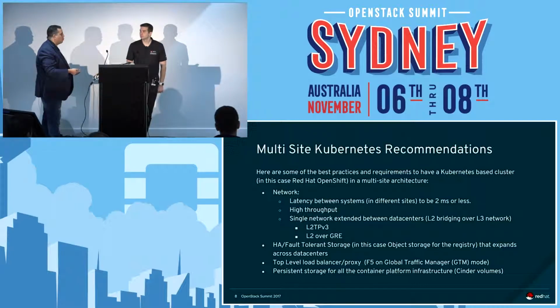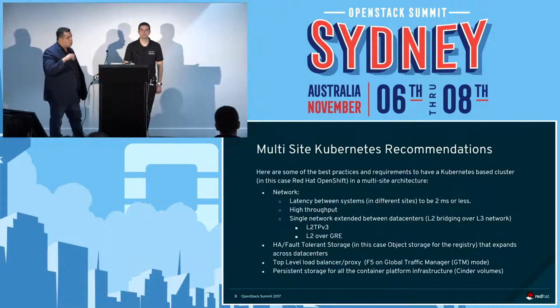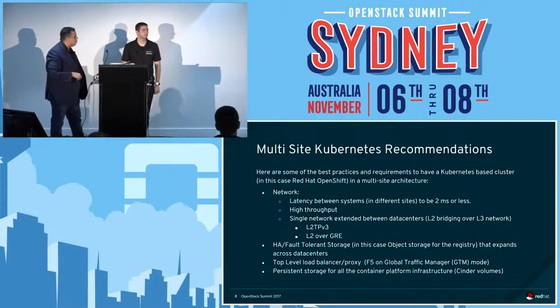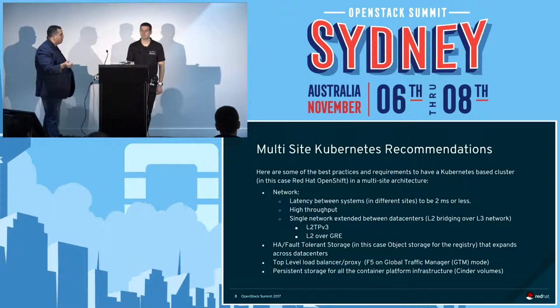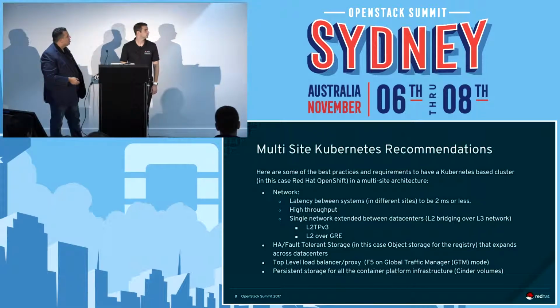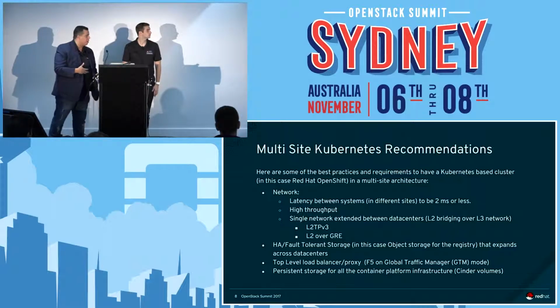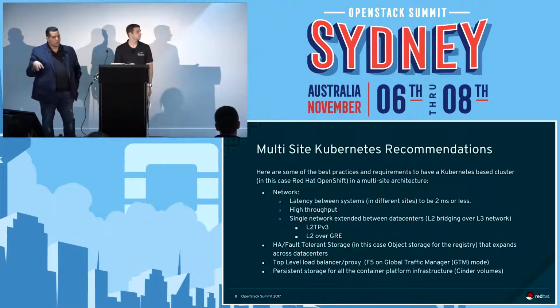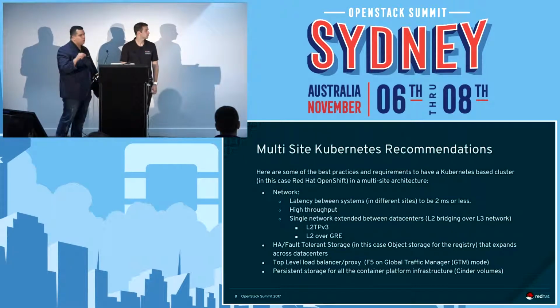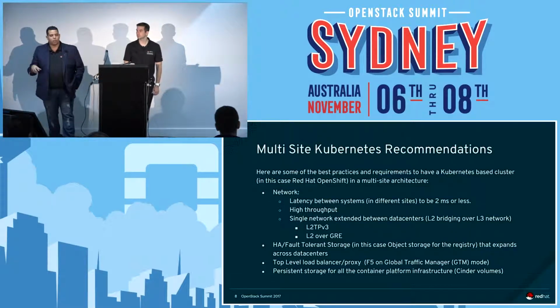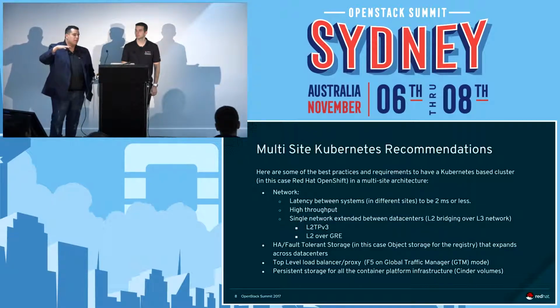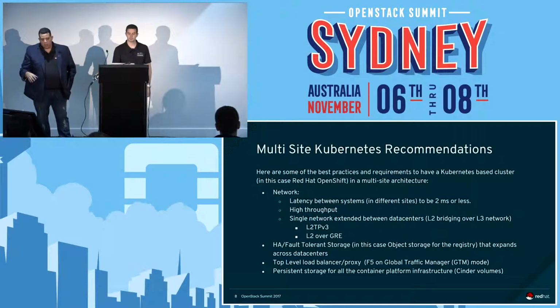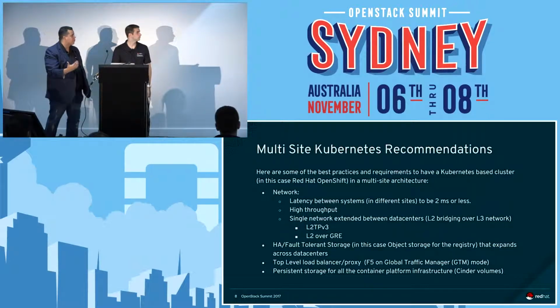HA and fault-tolerant storage, in this case, we put the Kubernetes registry on Ceph, so we were able to get that replicated across the data centers and use that. And another important part is the top-level load balancer. In this case, I want to call out load balancing, and I want to call out GTM, Global Traffic Manager. You want to have the ability to load balance between both sides, and persistent storage for all the container infrastructure.